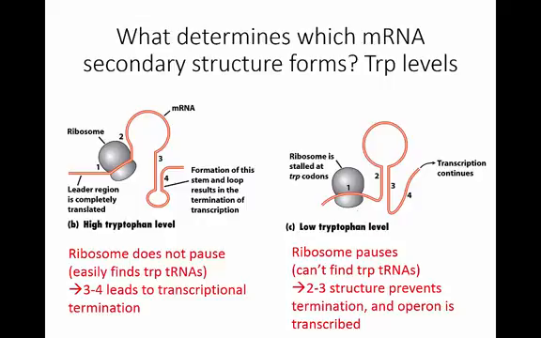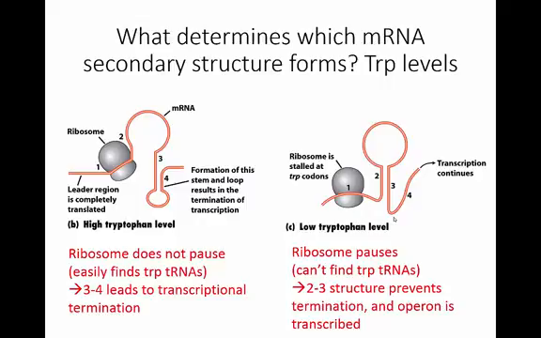As a result, you continue transcribing and the 2 region will be formed, next the 3 region will be formed, and as soon as those 2 regions are transcribed, that RNA is going to base pair together. So the 2 region base pairs with the 3 region and we prevent the formation of that transcriptional terminator, and therefore we go on to transcribe the entire operon.